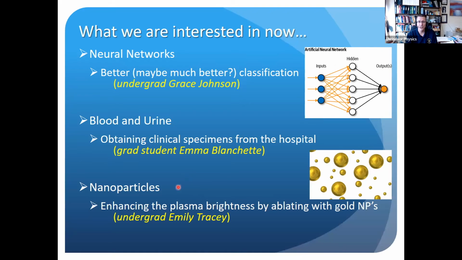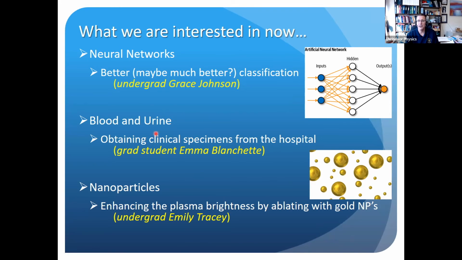And then the last thing we're interested in is nanoparticles. I have another undergraduate student, Emily Tracy. She's manufacturing nanoparticles in our lab, and we're trying to see if by putting the nanoparticles in with the bacteria, can we make the plasma a lot brighter, which will then allow us to identify a lower number of cells, which would be better at diagnosing you if you're sick and you don't have a high cell count. It's a whole new field for us.